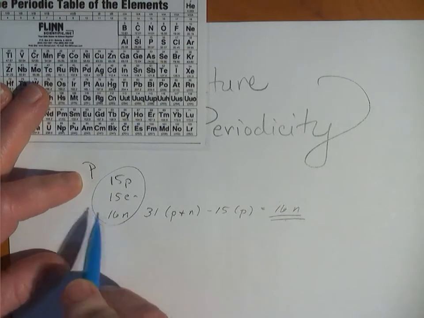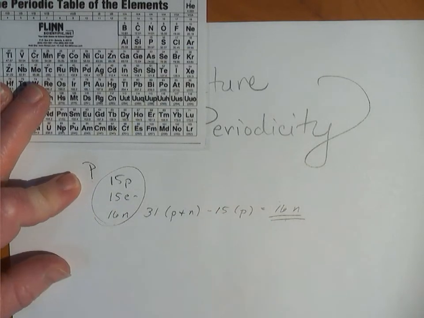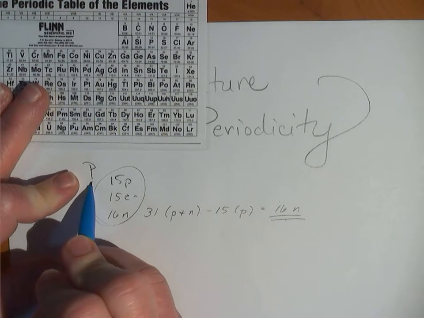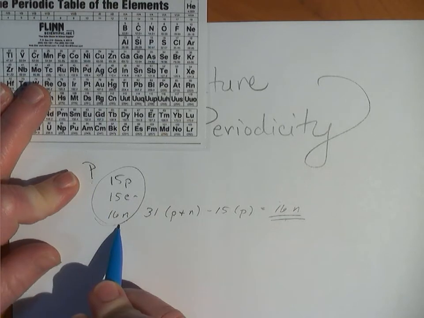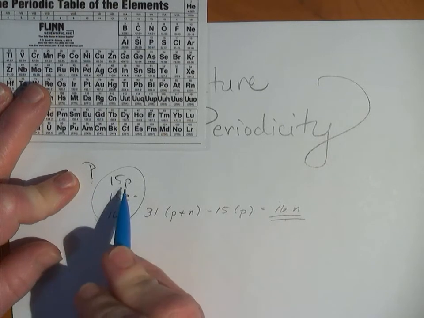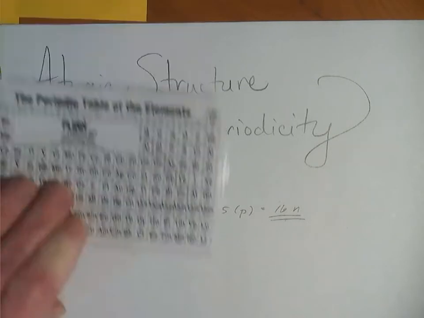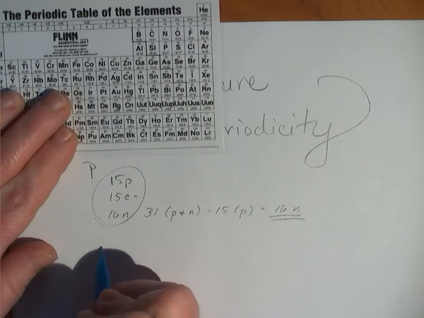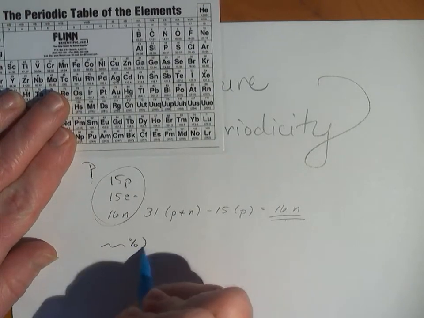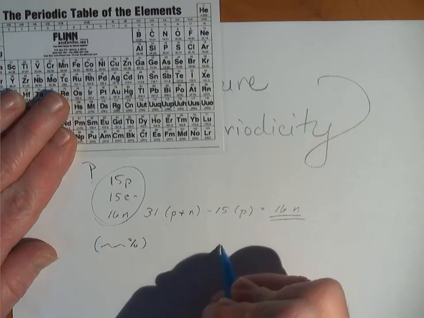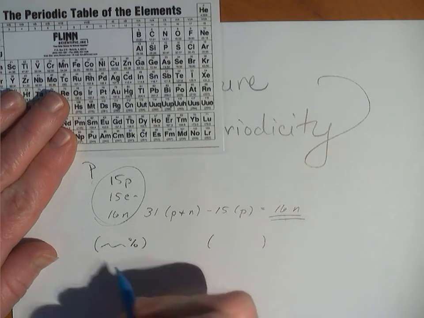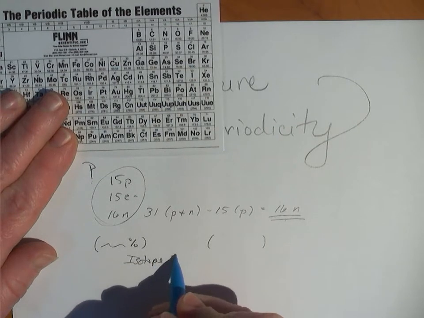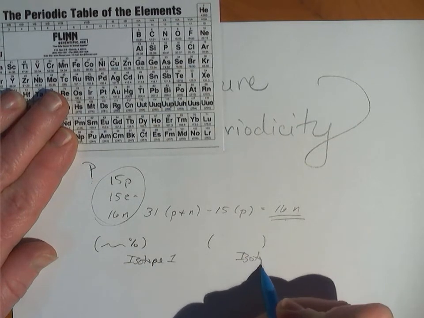But we know that there are at least 2 isotopes of every element, and they differ by the number of neutrons. So, different versions of the same element vary in their number of neutrons or masses, but are identical in the number of protons. This average atomic mass is a weighted average. You take the percent abundance of every isotope. So let's imagine that there are 2 isotopes of phosphorus, isotope 1 and isotope 2.